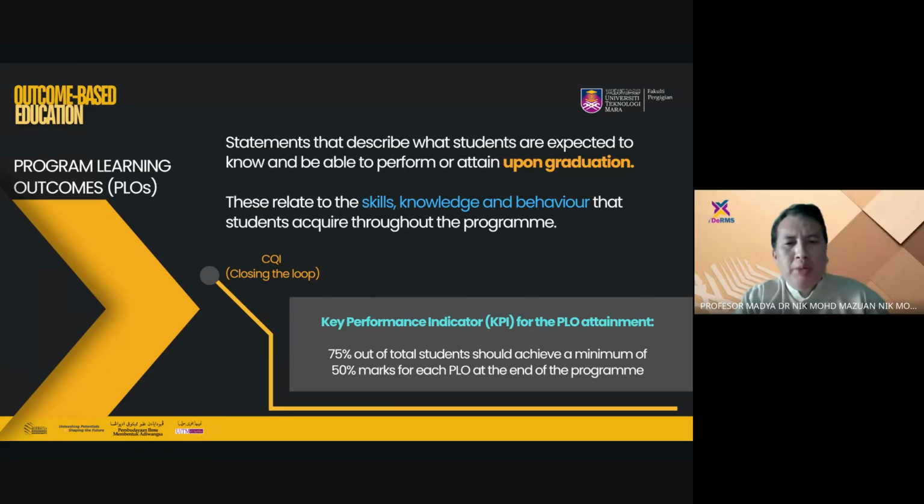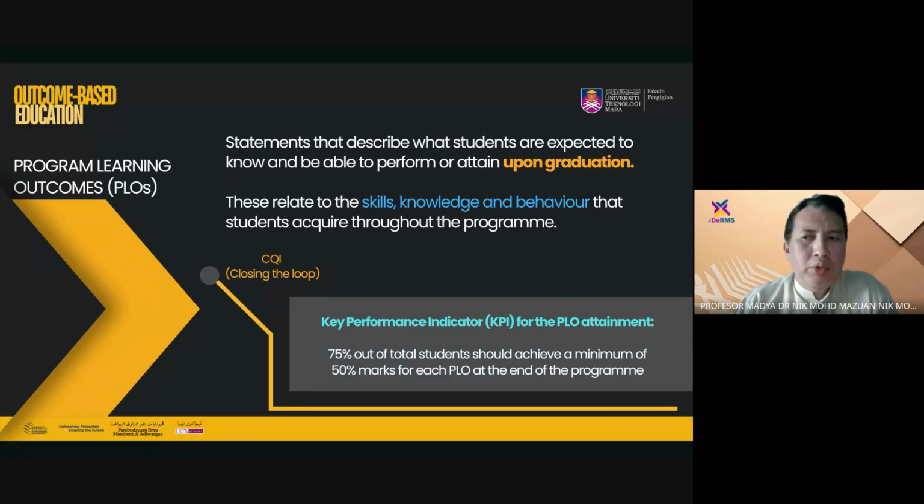Okay, thank you for the question, Mohammed. I think that's a very good question. 75% is actually the total marks. No, sorry, 50%. The 75% is the number of students, right? But 50% marks for each PLO means whatever assessment is mapped to that particular PLO, we will calculate all the marks, and the total marks should be more than 50%. Then we would say it has achieved more than 50% for that particular PLO. So that is the KPI, Mohammed.